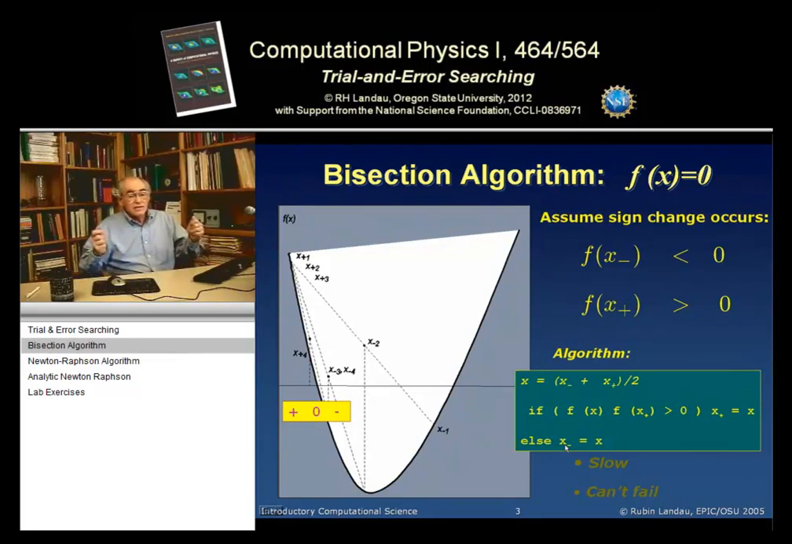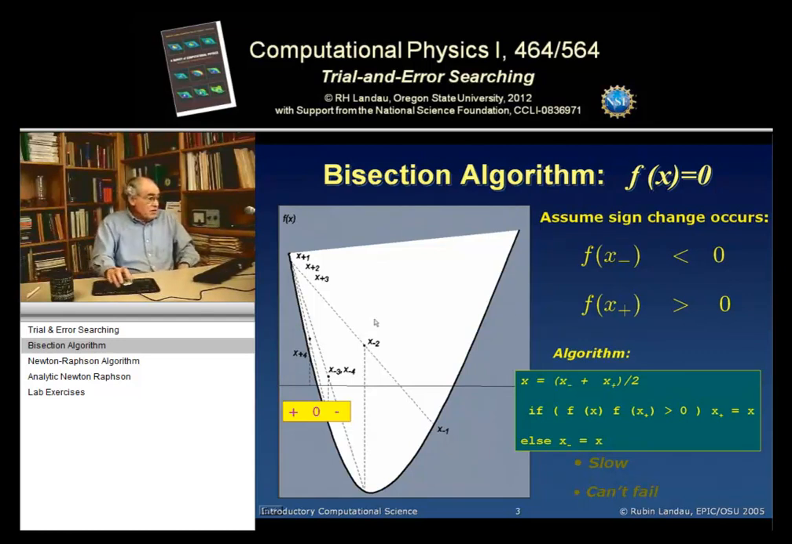So all this does is it makes a guess, sees if the function changes sign. If it does, that's the new negative x minus. If it doesn't change sign, then it just moves in a little bit. We narrow the region down by a factor of 2. That's why it's bisect. Each time, till we get close. Mathematically, we never get the answer, but it can get very close.